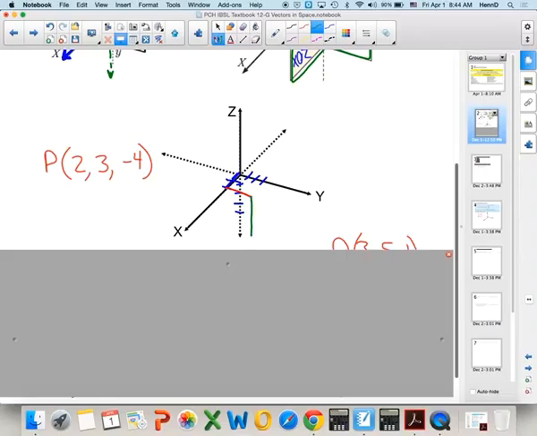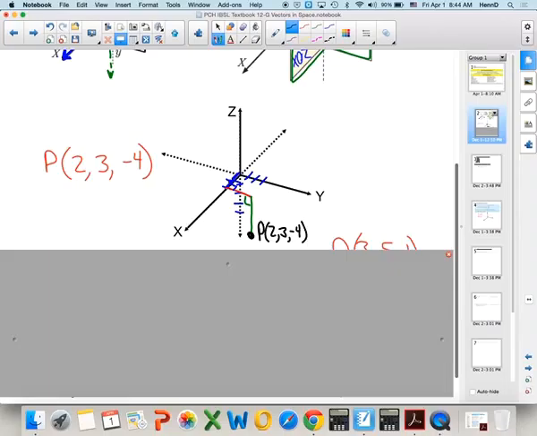Okay? So you can see here, we're going straight down from where we left off there. Here we were going straight out, parallel to the y-axis, from where we had left off with our x. And now we have our point 2, 3, negative 4. Okay?